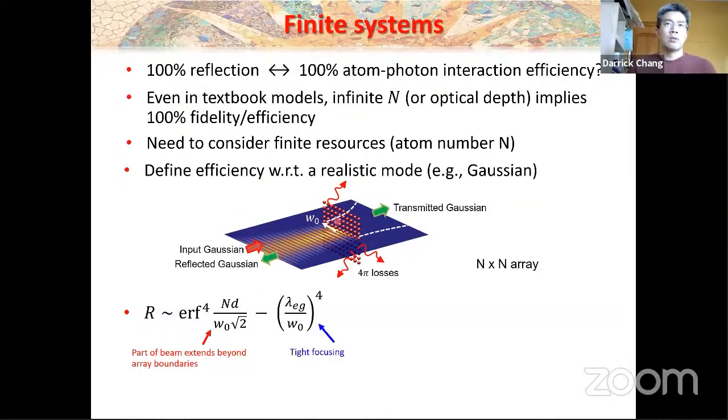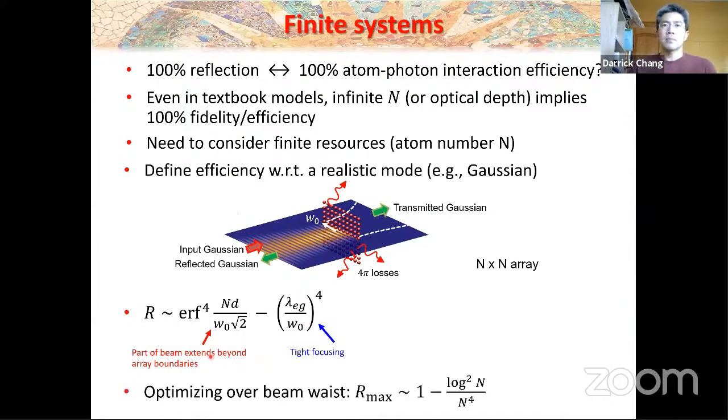So you can try to get rid of that effect by focusing the light tighter and tighter. But then it's clear that if I focus the light so tightly that it just focuses onto one atom or a few atoms, then all these collective and wave interference effects have to disappear. So I won't get anything close to 100% reflection. So then it's clear that for any finite system, there's some optimal beam waist that I can choose that actually maximizes the reflection.